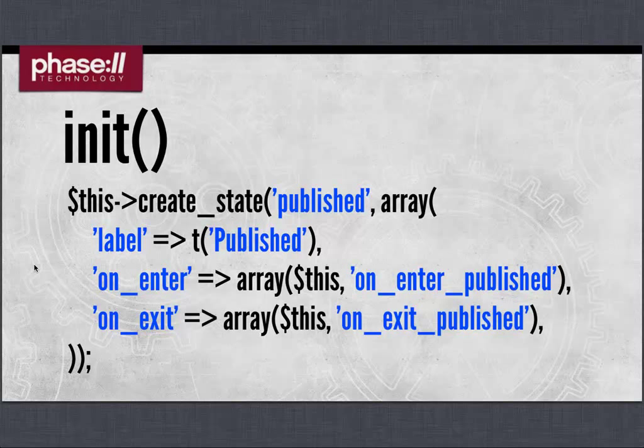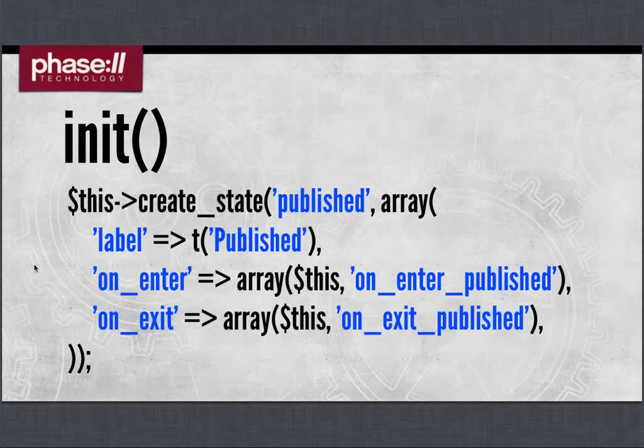So let's look at this. What is this saying? This object, does anybody not know what the this object is in PHP classes? All right, cool. I'm going to create a new state. I'm going to give it a machine name. In this case, it's called published. I'm going to give it a label. The label is probably what the user sees.